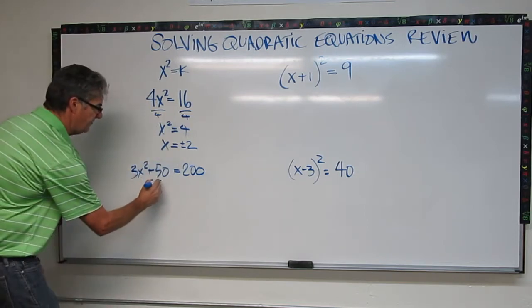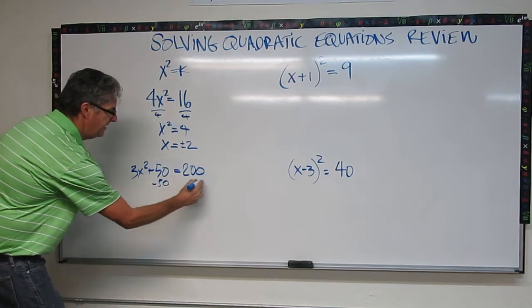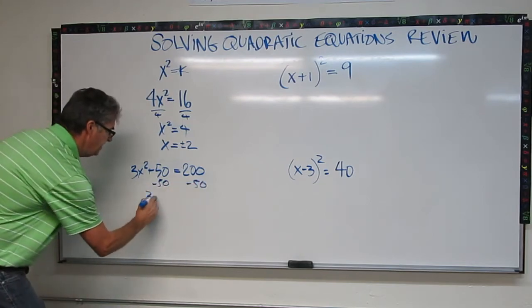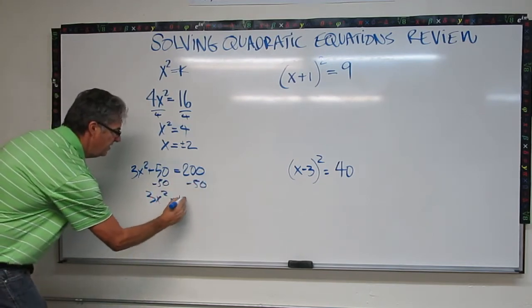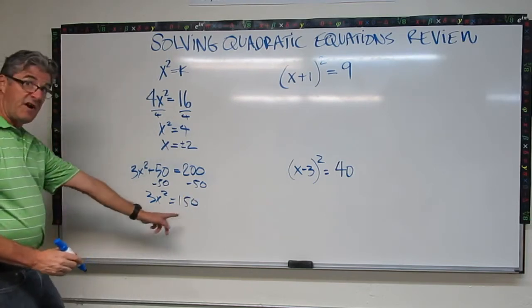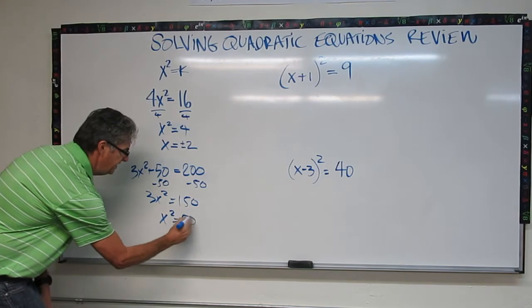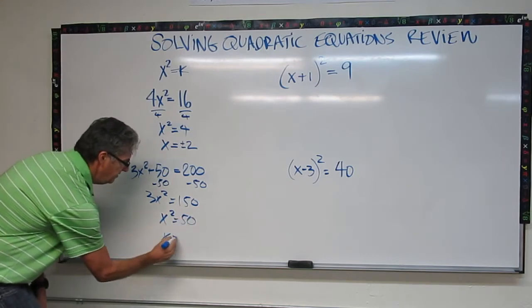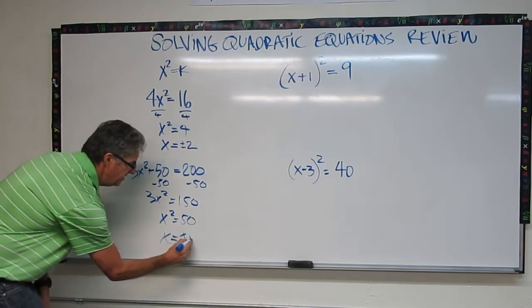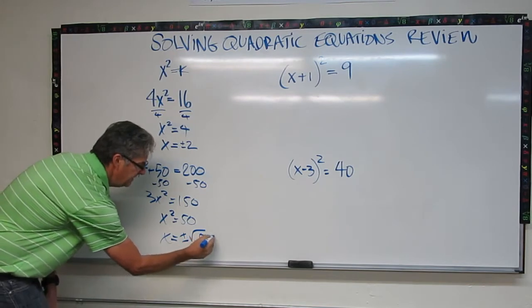I'm going to subtract 50 from each side. That leaves me with 3x squared equals 150. Now I'm going to divide through by 3. It's going to give me x squared equals 50. Take the square root, x equals plus minus root 50.